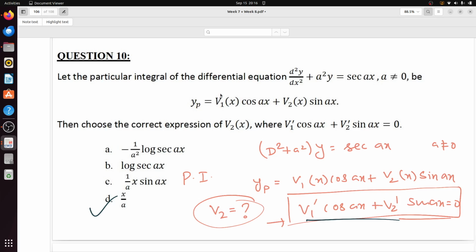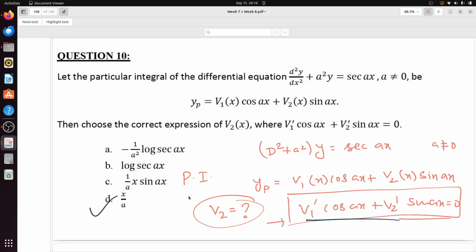So you need to find v1(x) and v2(x). Yes, the two parameters, because the solution is cos ax and sin ax. You just put v1(x), v2(x). So this is actually the condition of variation of parameter. So then v1 prime cos alpha x, you will get v2 to be x by a actually, is sec alpha x.